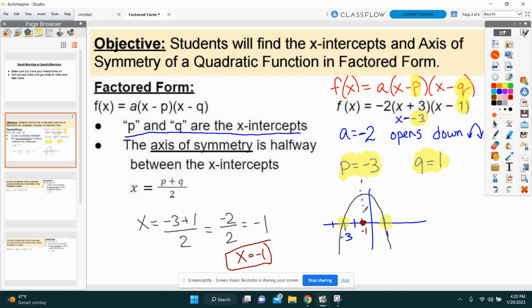That's going to be the invisible line that cuts it in half. And so that's how you find the x-intercepts and the axis of symmetry for something that's in factored form.